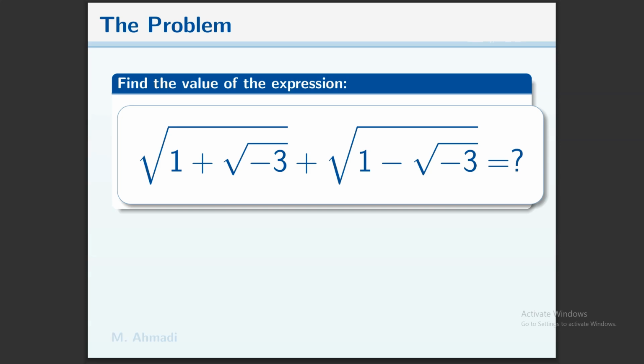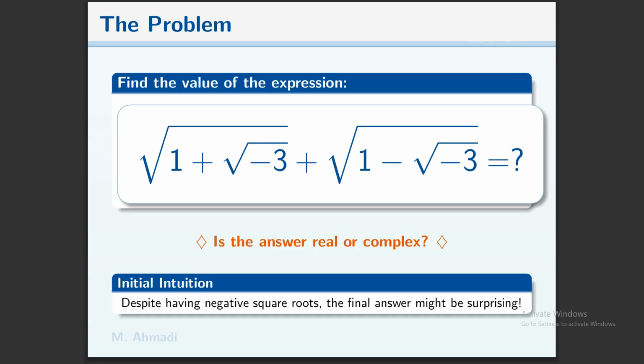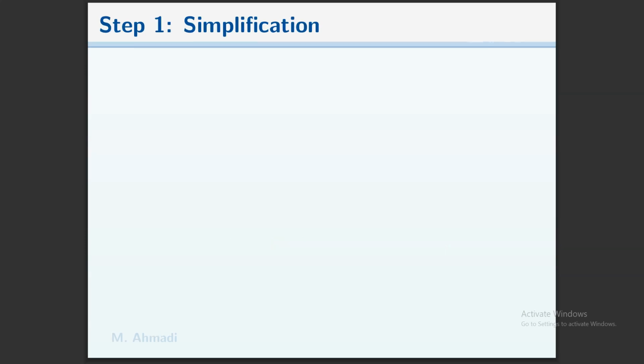Here, we are going to find the value of x, equal to the square root of 1 plus the square root of negative 3 plus the square root of 1 minus the square root of negative 3. Is the answer real or complex? Despite having negative square roots, the final answer may surprise you.